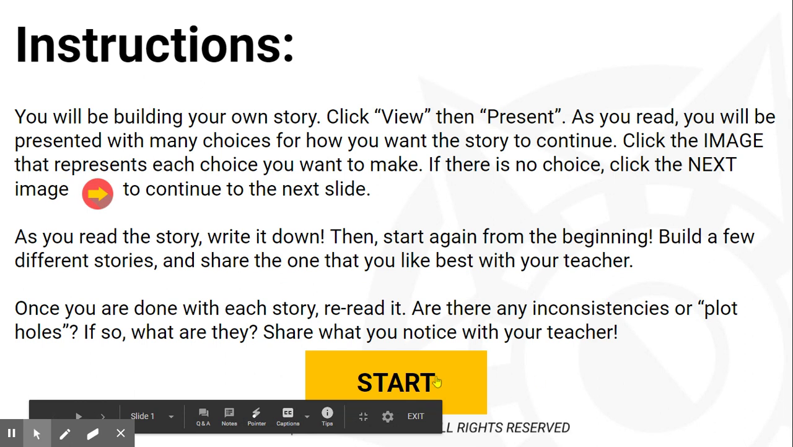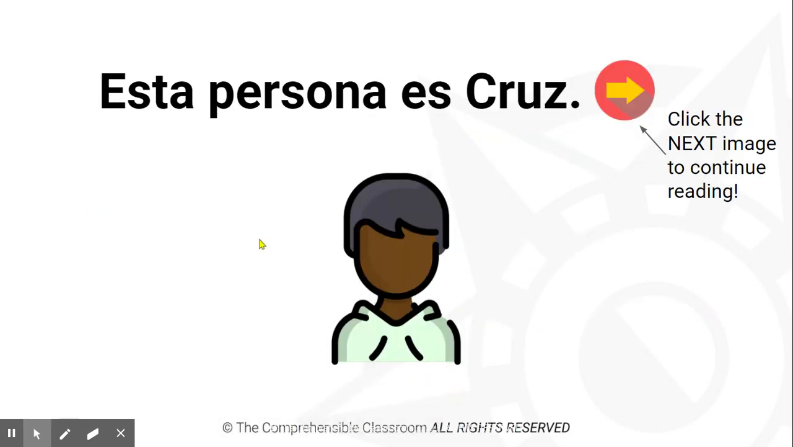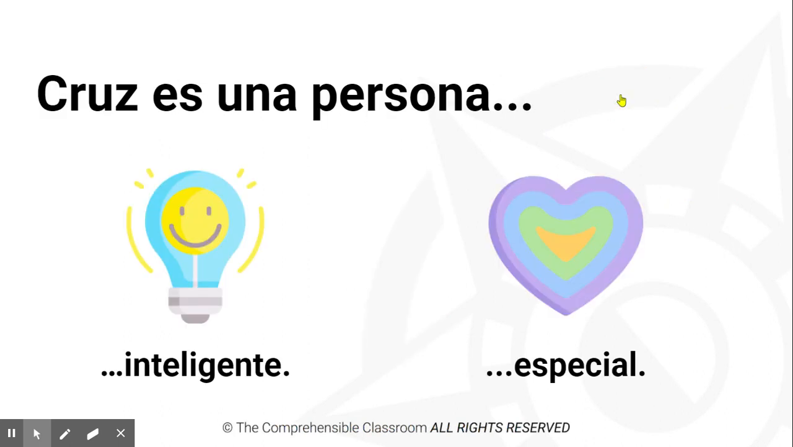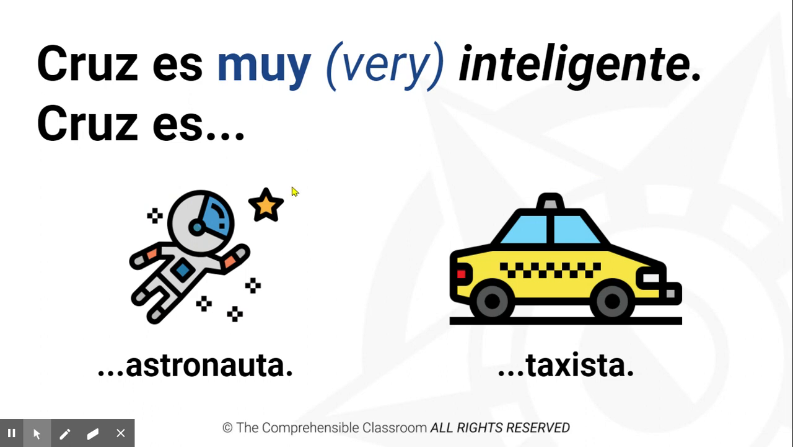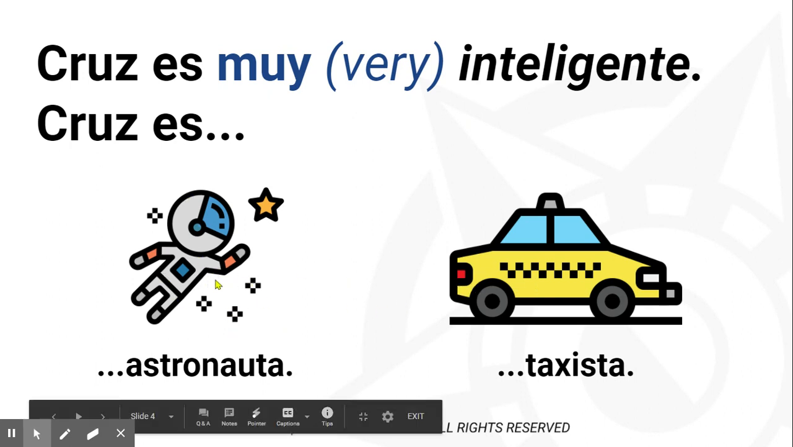So let's do a story together. Start. I'm going to click on Start. Esta persona es Cruz. Write that down. And then we're going to click the next image to continue reading. Cruz es una persona. Cruz is a person. Inteligente. Cruz es muy inteligente. Cruz es, and we have these two images, and we have to decide which one we want to continue our story with.